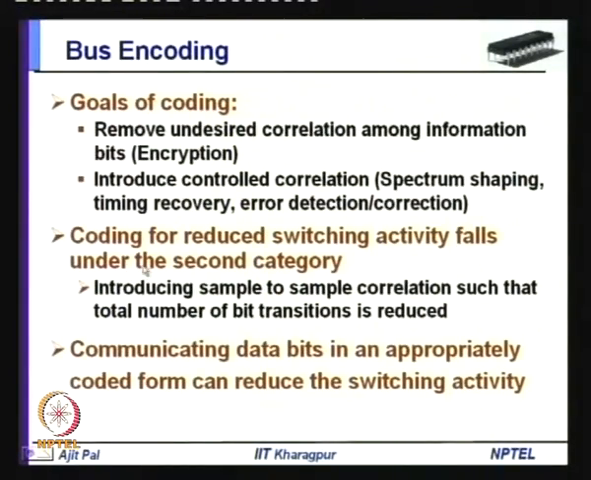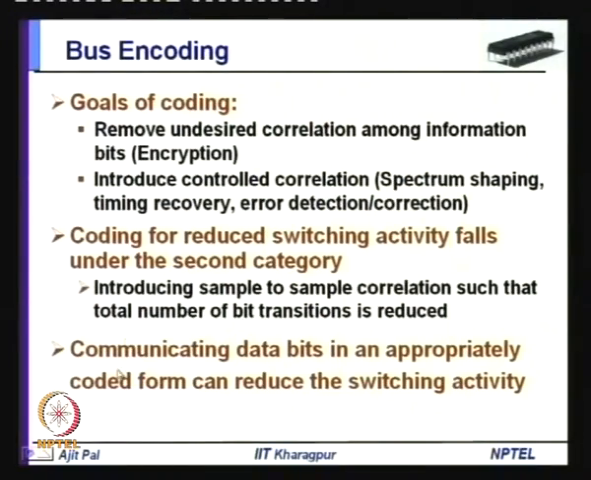And in fact, as we shall see, the coding that we shall be doing, coding for reducing switching activity, falls under the second category. That means, we shall be introducing controlled correlation whenever we shall be sending data such that the switched capacitance is minimized. That is the basic idea. Now, this will, by introducing sample to sample correlation, reduce the total number of bit transitions. So, this is the basic idea behind bus encoding for low power. And whenever you will be communicating data bits in an appropriately coded form, the switching activity can be significantly reduced.